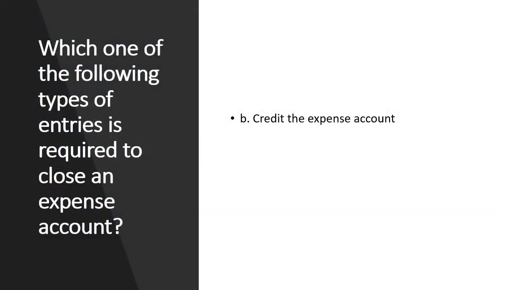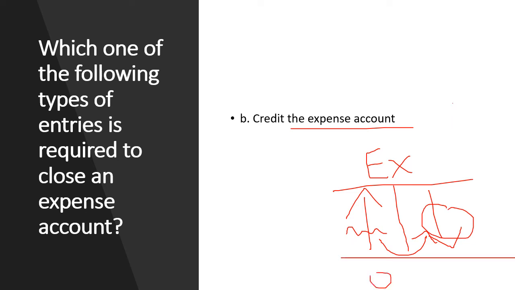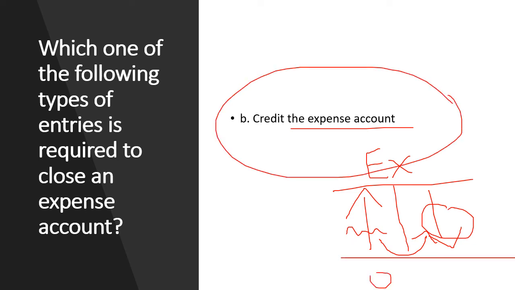Okay, if you chose B, then you would be correct. It would be a credit to the expense account. So let's talk about that for a moment. Let's draw our little T account. We have an expense account. Expenses always increase on the debit and decrease on the credit. So if we had a balance over here on the debit side, if we wanted to bring the balance to zero, we would need to transfer it over to the credit side to bring our balance down to zero. So it would be a credit to our expense account.